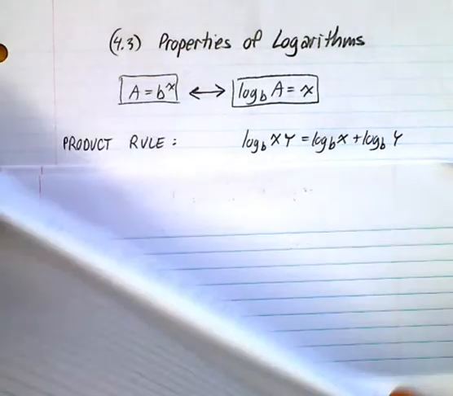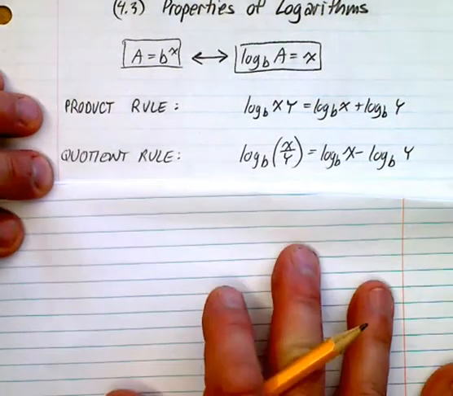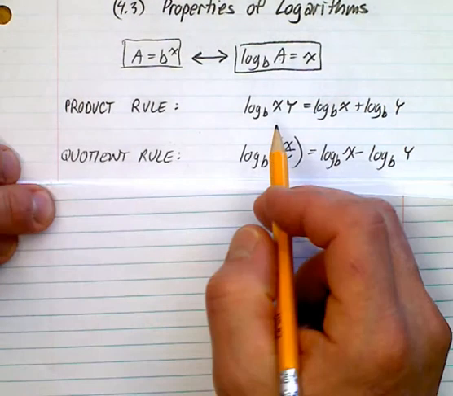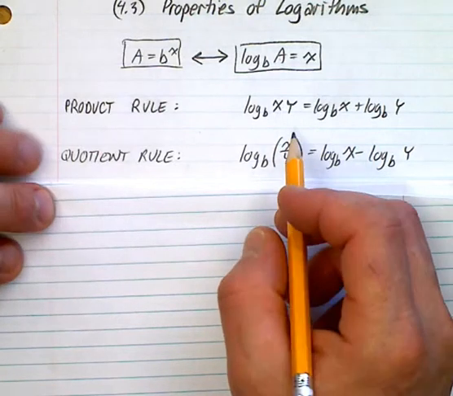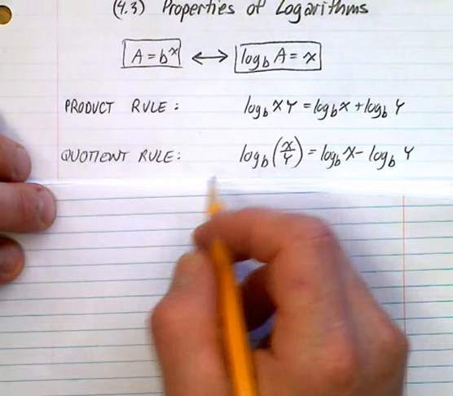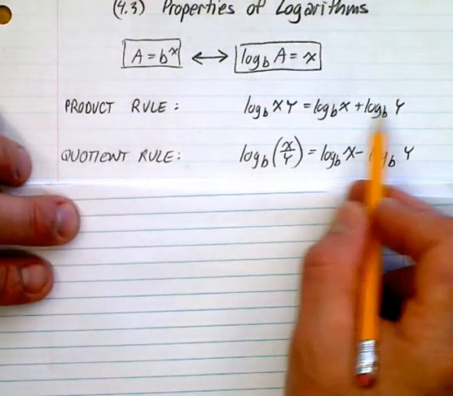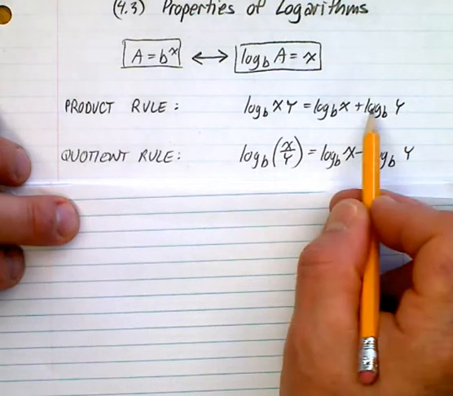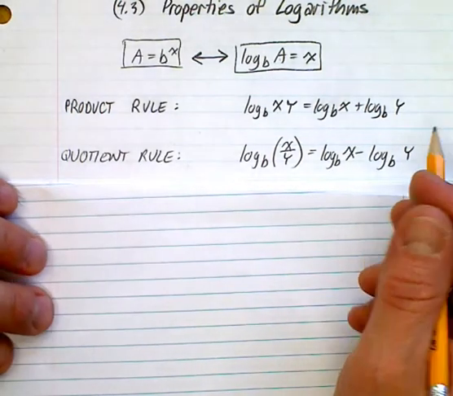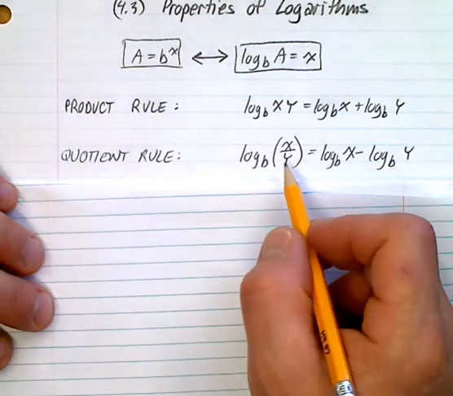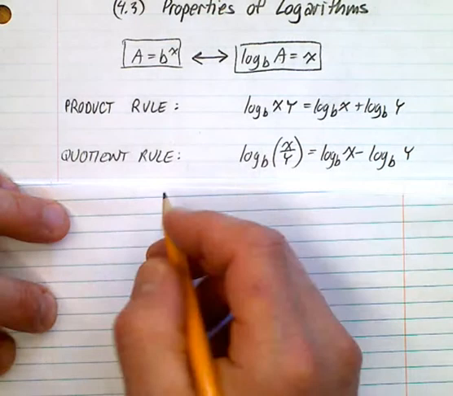Now the next thing we're going to look at is what they call the quotient rule. Similar thing, right? Remember, think about the exponents. When you have exponents that have the same base, you add the exponents, and logs are exponents, so we're adding the exponents. You can kind of think of it that way, okay? And when we divide with the same base, we actually subtract the exponents. So it's kind of the same thing here, right?